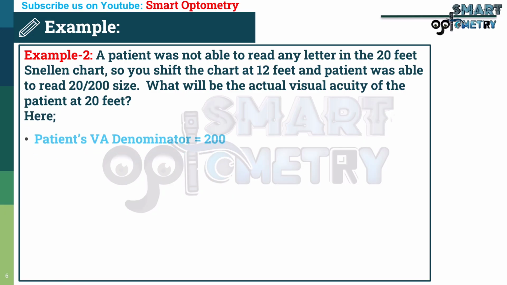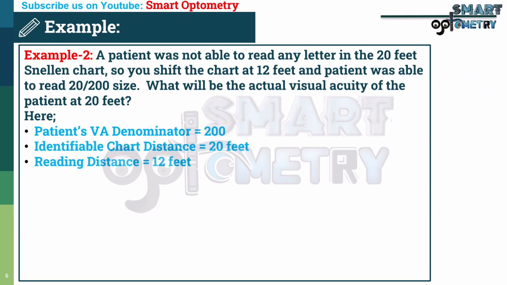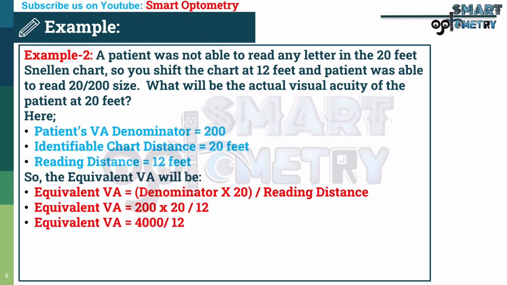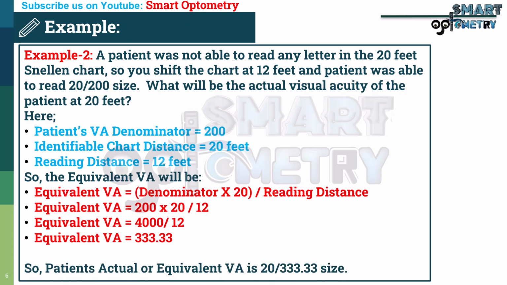Here, the patient's visual acuity denominator equals 200, identifiable chart distance equals 20 feet, reading distance equals 12 feet. So the equivalent visual acuity will be denominator multiplied by 20 divided by reading distance, or 200 multiplied by 20 divided by 12, or 4000 divided by 12, or equivalent visual acuity equals 333.33. So for this patient, the actual or equivalent visual acuity is 20/333.33.